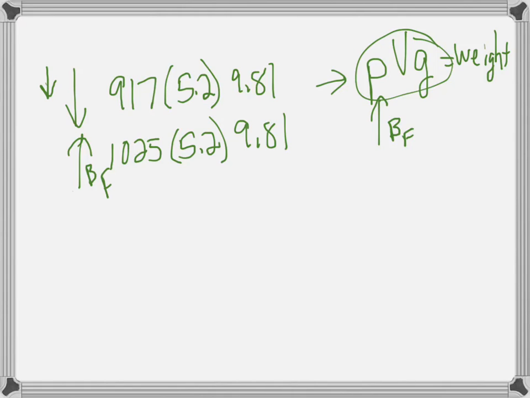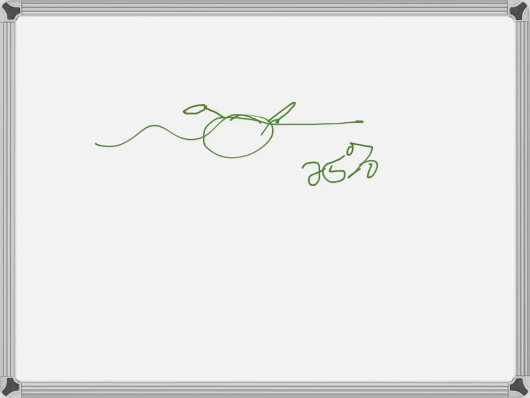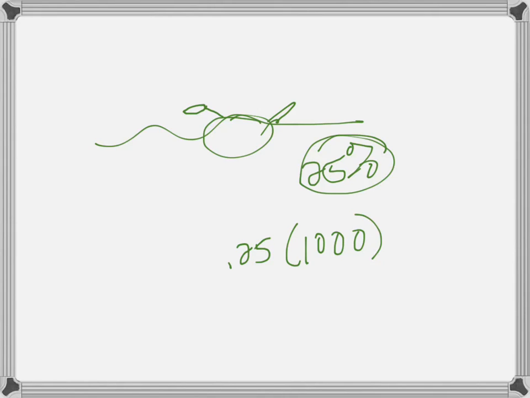Let's look at problem 22. A duck is floating on a lake with 25% of its volume. Here's the duck. Pretty sad. 25% of its volume is underneath the water. This is something that's really nice to know, because if you take 25% of the fluid that you're floating in, so 0.25 times 1,000, you will have the density of the object. The density of an object is the percent that's floating underneath the water times the density of the water.